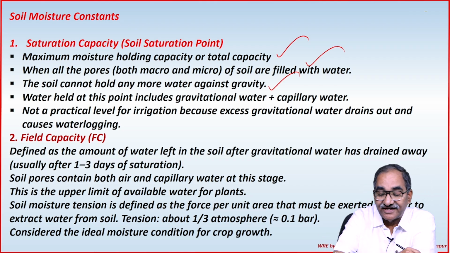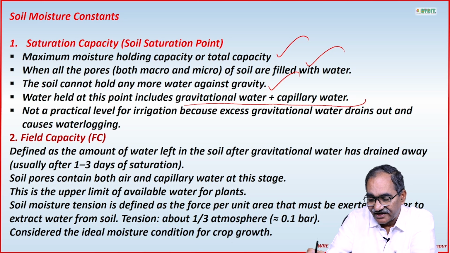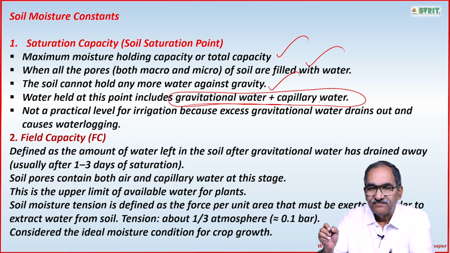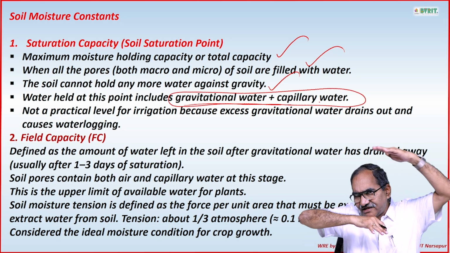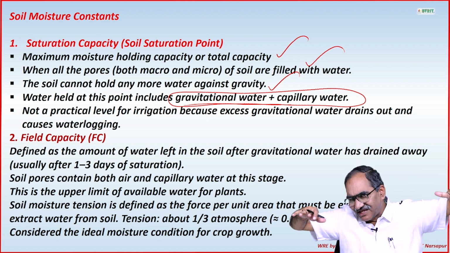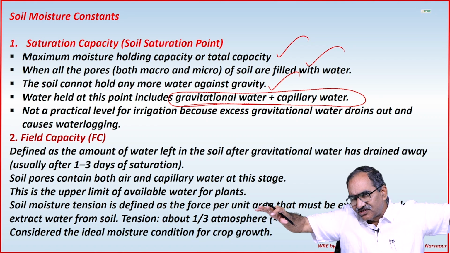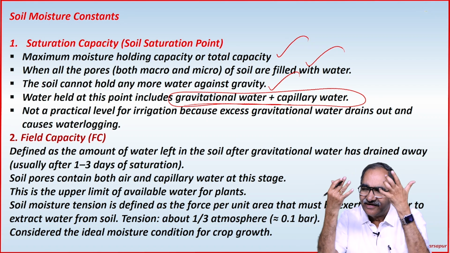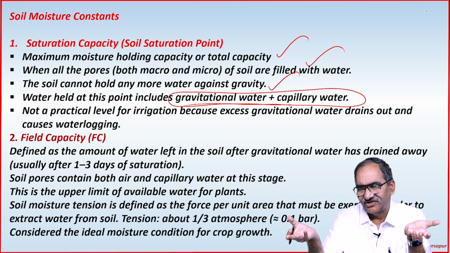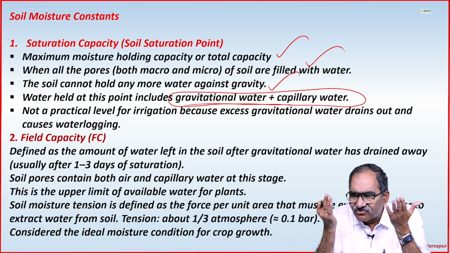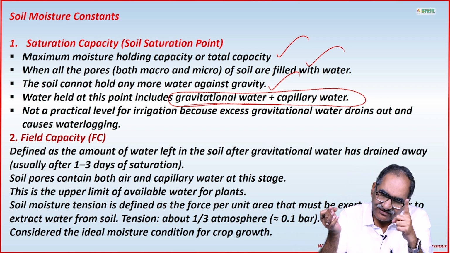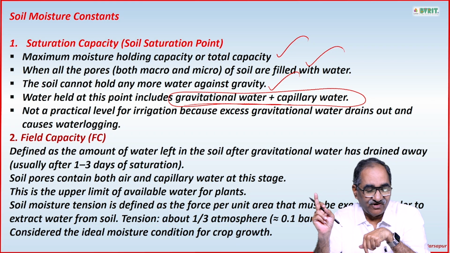The water held at this stage includes gravitational water and capillary water, both. That means the soil sample has become completely saturated. All the pores are filled with water. That is what we call saturation. And what are the two things in that saturation? Gravitational water is there, capillary water is there.